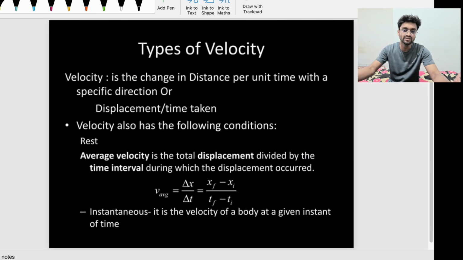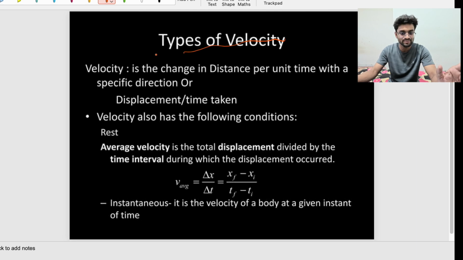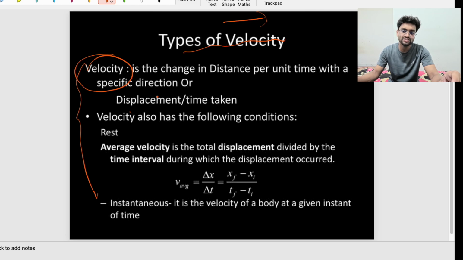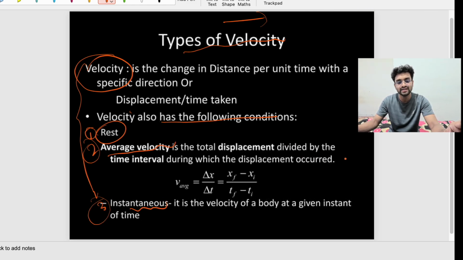Now come to the types of velocity. Similarly, the rest condition, instantaneous velocity and average velocity will be there, but these have direction. That is the only difference. We can also define velocity as the distance covered in a specific direction. Velocity has the rest condition, the second is average velocity, and the third is instantaneous velocity.